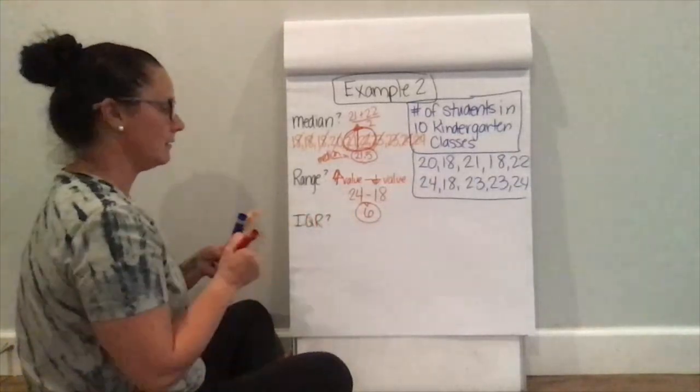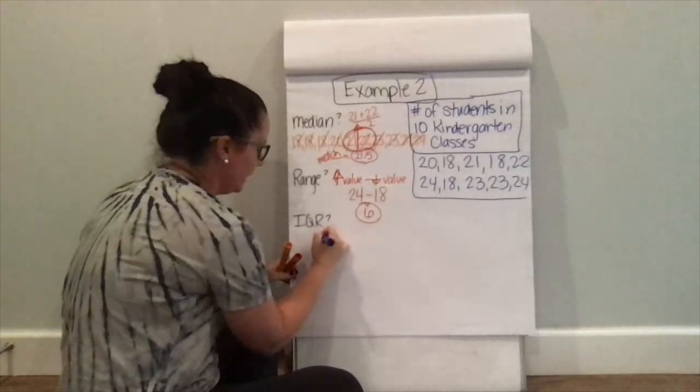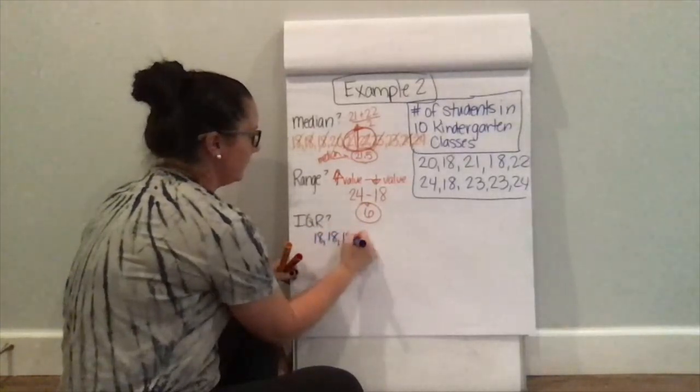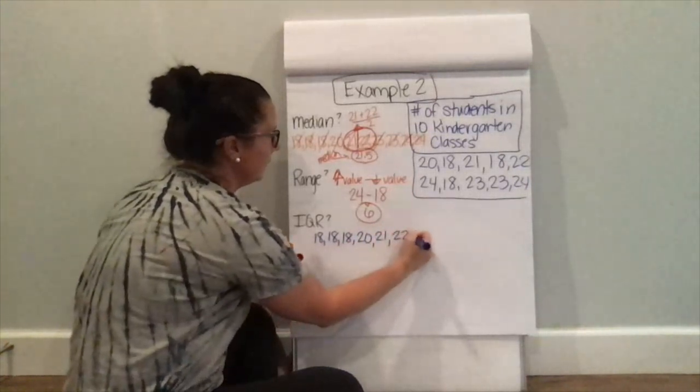within 6 students. So down here, when it's time to do the IQR, I apologize, I did not pre-copy my data in numerical order down here, so let me get that down.